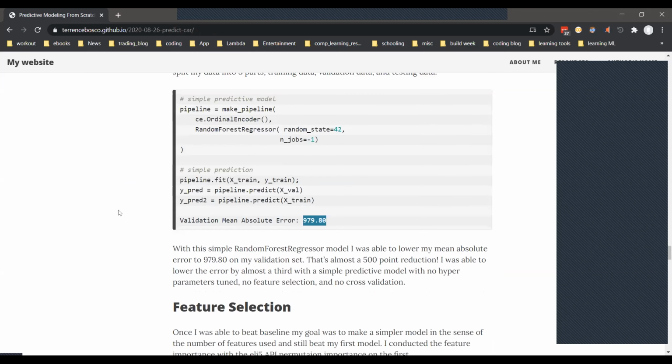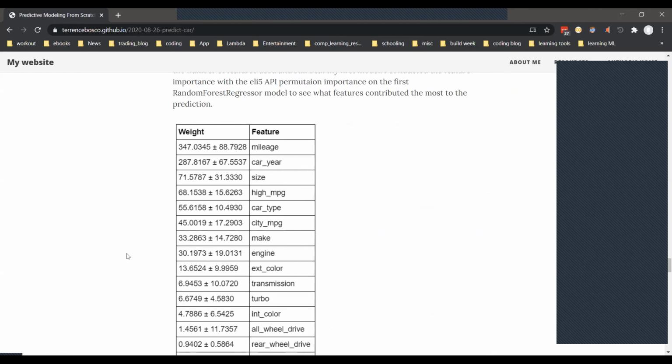I did some feature selection. I used permutation importance to narrow down the features that affected the model the most in the positive direction. So I used 13 as a threshold. So all these features were used.